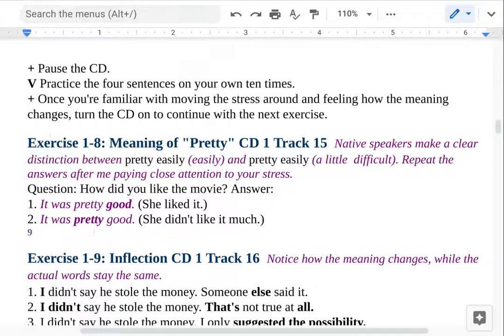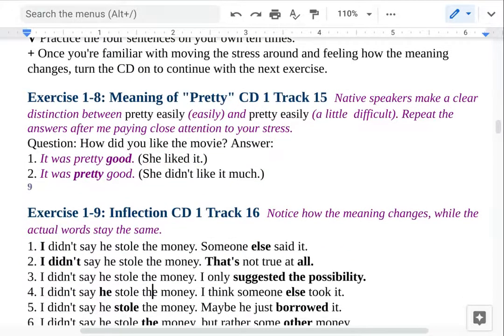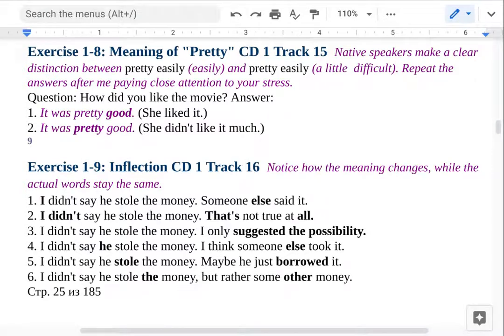Exercise 1-8. Meaning of pretty. Native speakers make a clear distinction between pretty easily, and pretty easily, a little difficult. Repeat the answers after me, paying close attention to your stress. Question. How do you like the movie? Answer. 1. It was pretty good. She liked it. 2. It was pretty good. She didn't like it much.